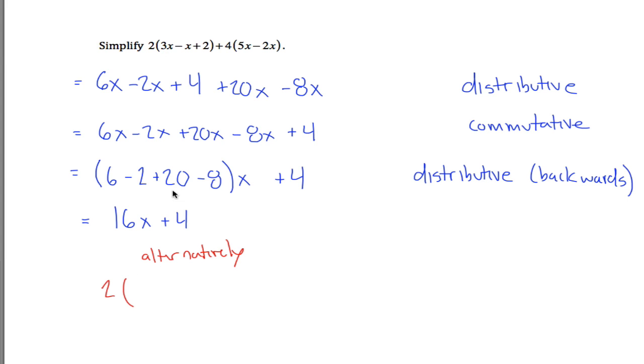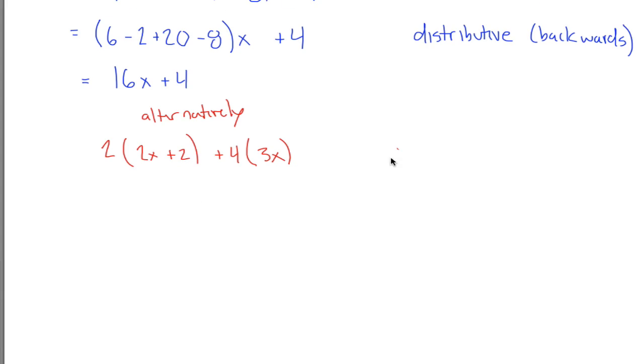So inside the parentheses here, I have 2x plus 2. And inside these parentheses, 5x minus 2x is just 3x. So rather than first get rid of the parentheses by distributing, I can first combine like terms inside the parentheses. And the advantage of doing it that way is it makes it easier to distribute. It saves me a little bit of time.